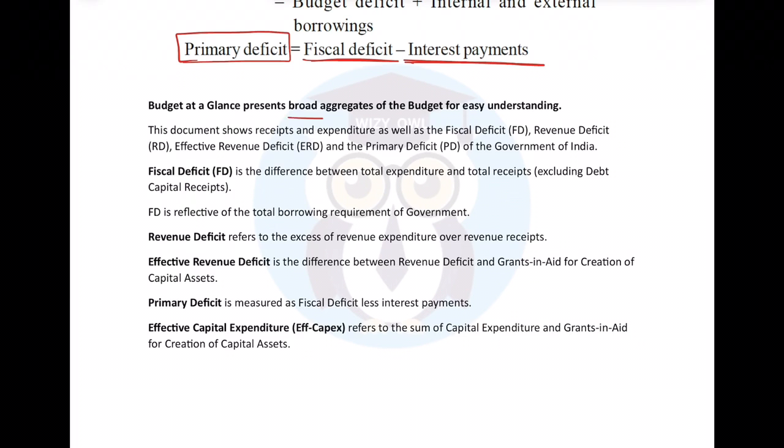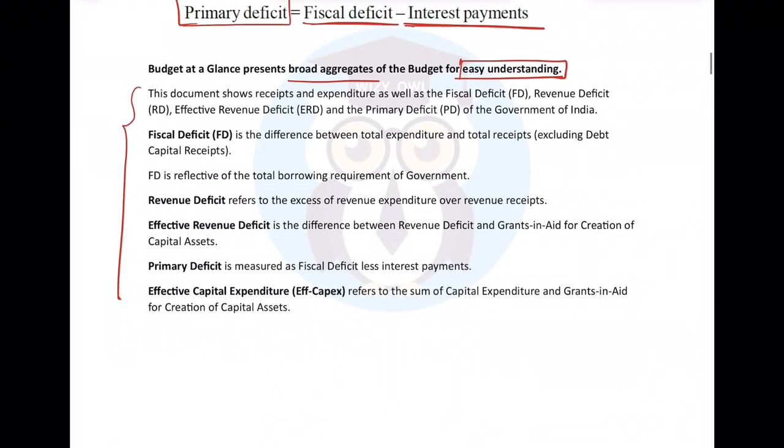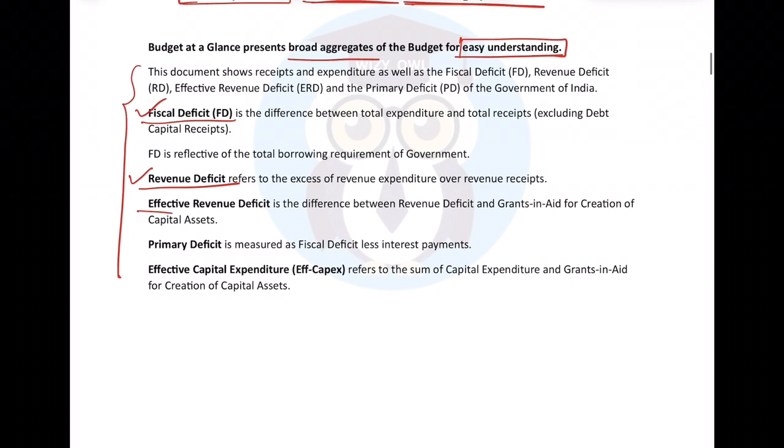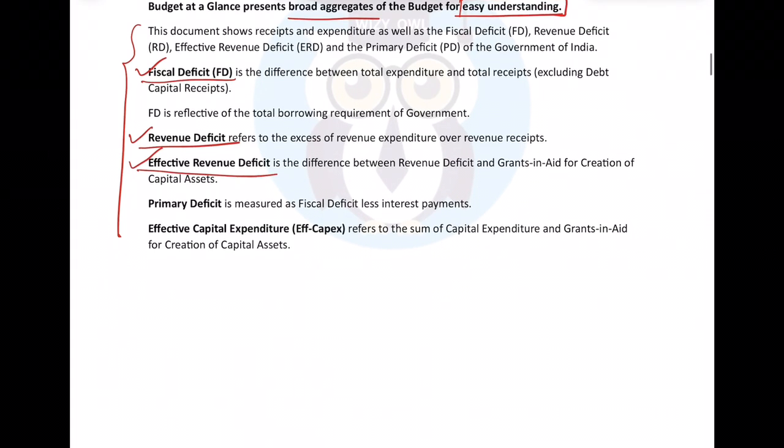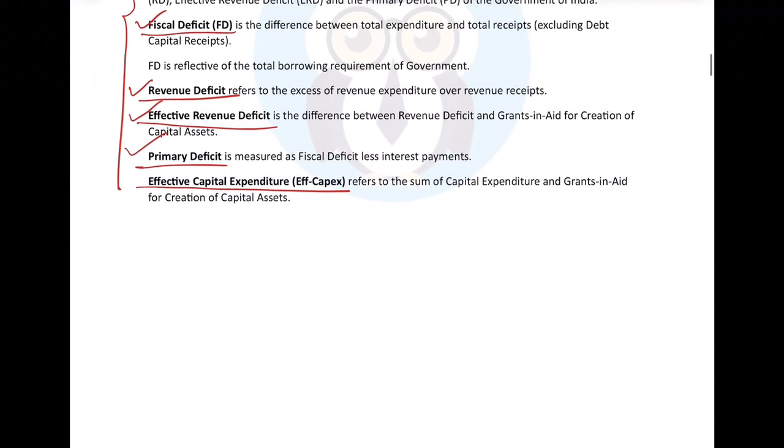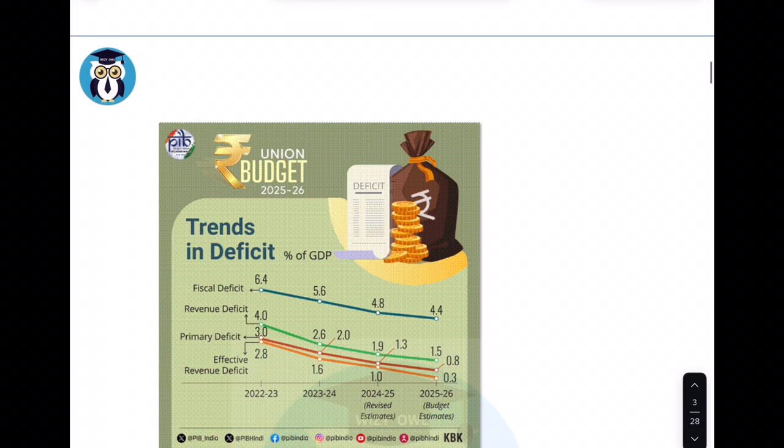Now, these are the terms which are easily understood through this terminology. So fiscal deficit we have already done, revenue deficit we have done, effective revenue deficit is done, primary deficit is also done. Effective capital expenditure means the sum of capital expenditure and grant in aid for the creation of capital assets. So all these important terms have been covered. Now moving on to the trends.